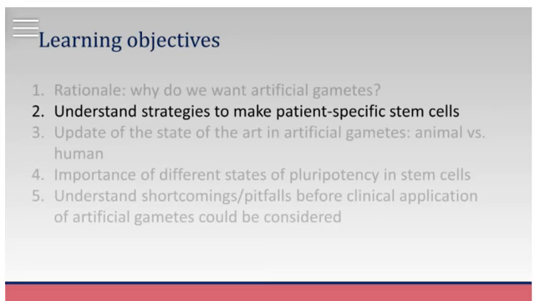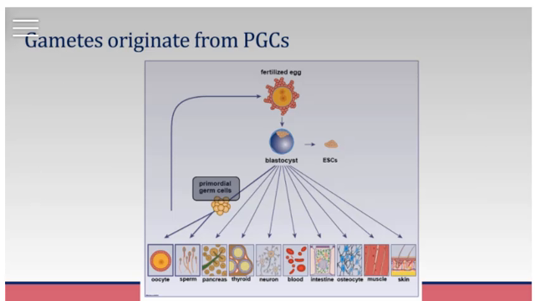So what do we need to make stem cell-derived gametes? Well, this slide shows a basic overview of where the gametes come from. Of course, life starts with a fertilized zygote, and then it differentiates into the blastocyst, and then you have the three germ layers and all the derivatives from the three germ layers, the mesoderm, endoderm, ectoderm.